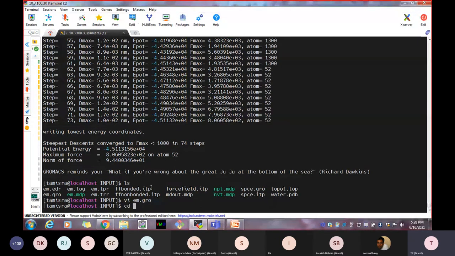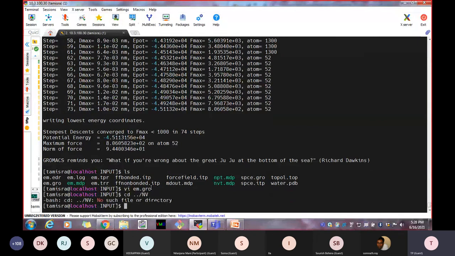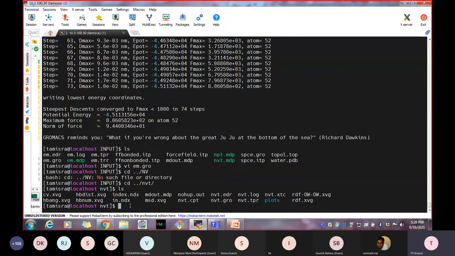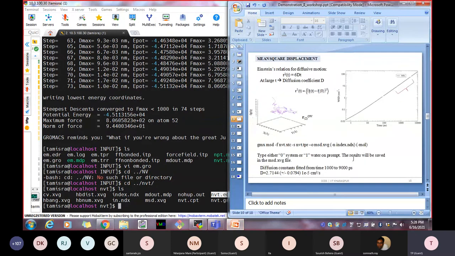I don't have much time, so I will directly go to the NVT ensemble and show you that this is my data, which is already saved for the NVT log file, which I got finally after the NVT run. I have the NVT xtc, NVT gro file, and the NVT edr. So basically here, we will mainly do this for the analysis of the system.